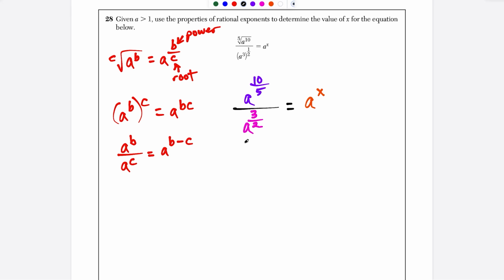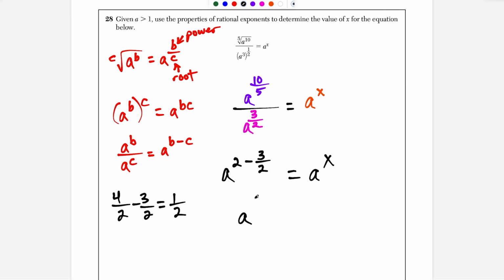So now we'll use the third property. So we're going to have a to the 10 over 5, which is 2. So I could just simplify this here as 2. So I have a to the 2 minus 3 over 2. And this is equal to a to the x. And now I just have to subtract these 2 numbers. So 2 minus 3 over 2, I'm just going to write that as 4 over 2 minus 3 over 2, and that's equal to 1/2. So I could say here that a to the 1 over 2 is equal to a to the x.